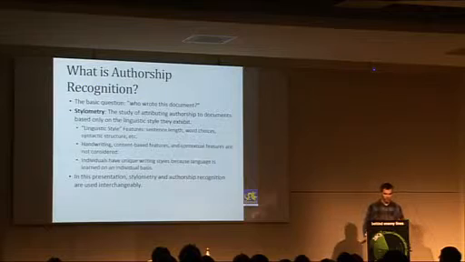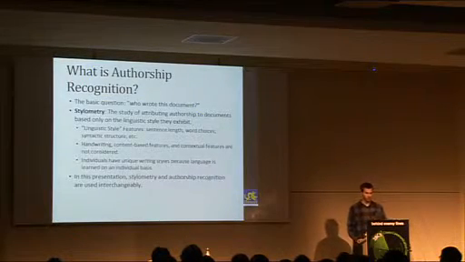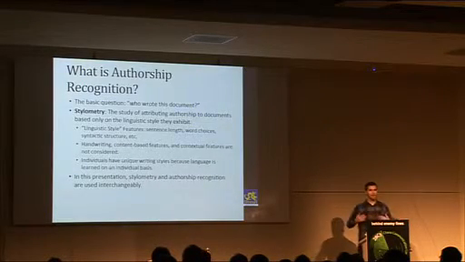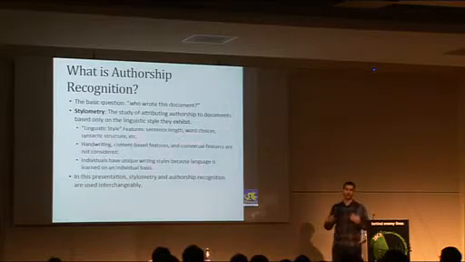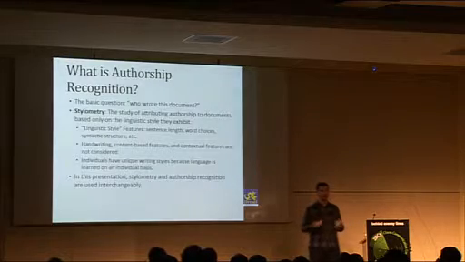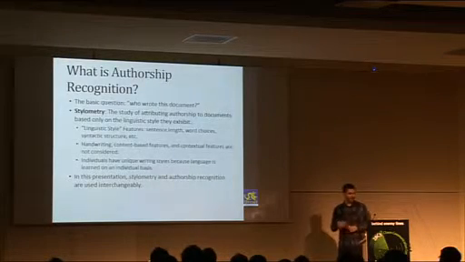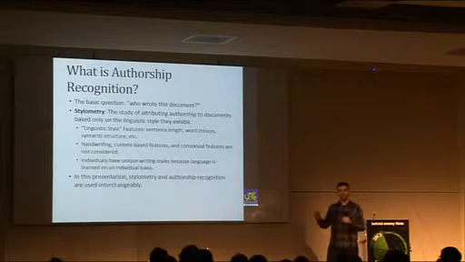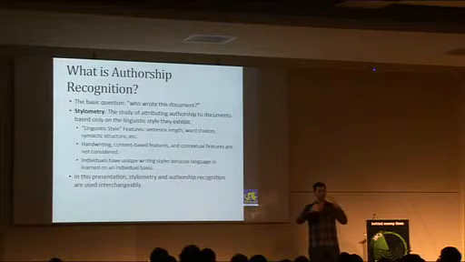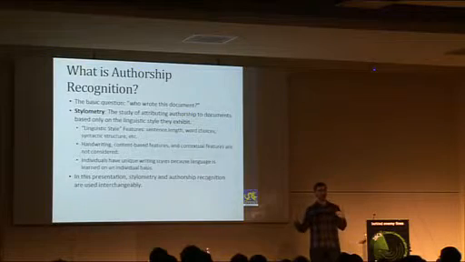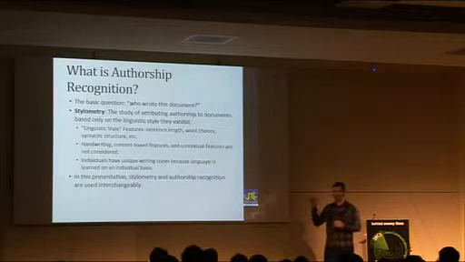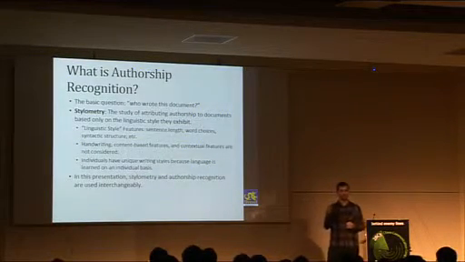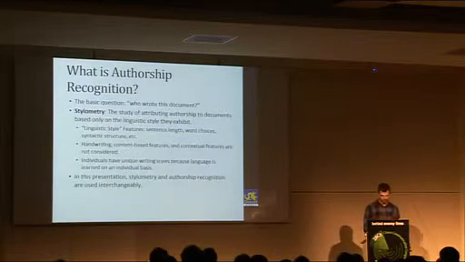Now, the reason why this works is because individuals have unique writing styles, and they have unique writing styles because we all learn language on an individual basis. So we develop these nuances in our own style that are unique to us. And in this presentation, I sometimes use stylometry and authorship recognition interchangeably because a lot of this stuff applies to authorship recognition in general, but keep in mind that stylometry is a specific subset of authorship recognition that deals with this linguistic aspect of the problem.